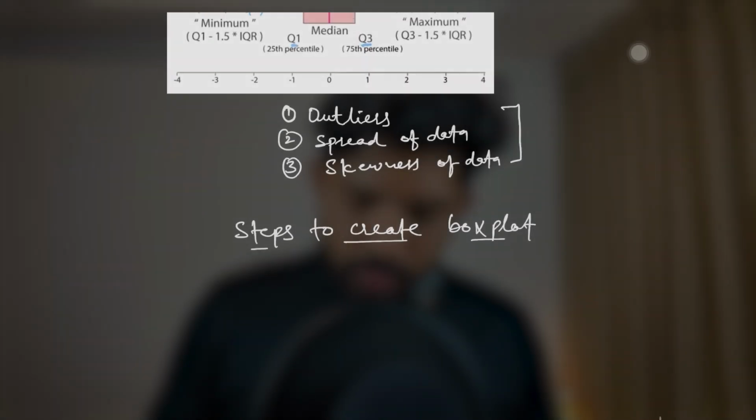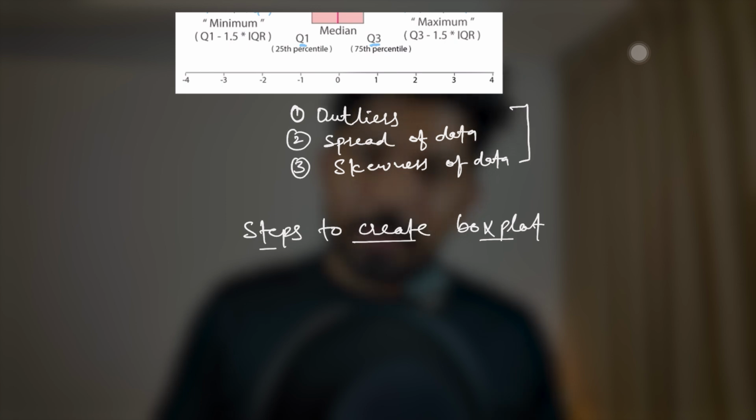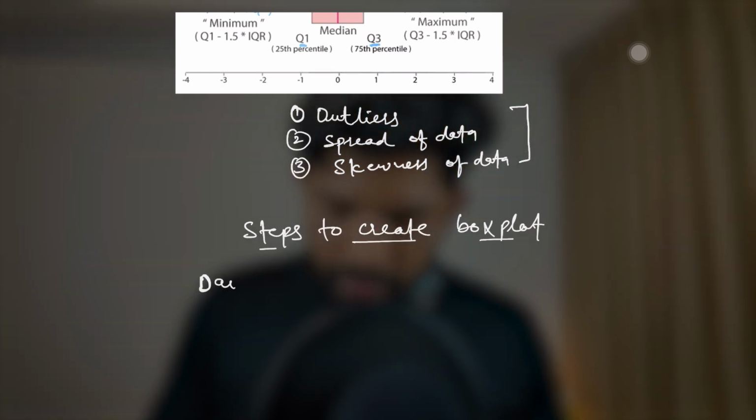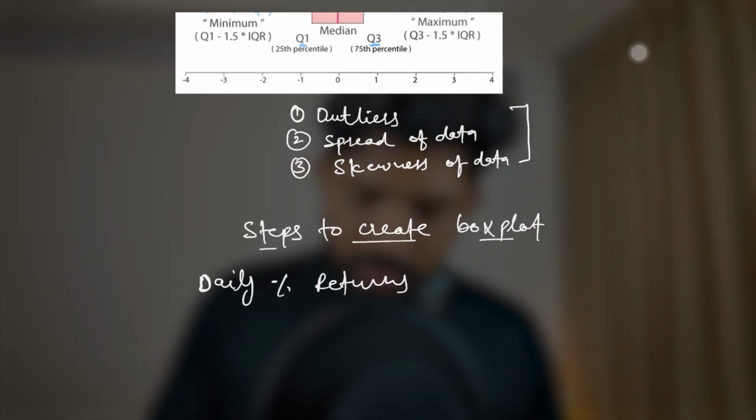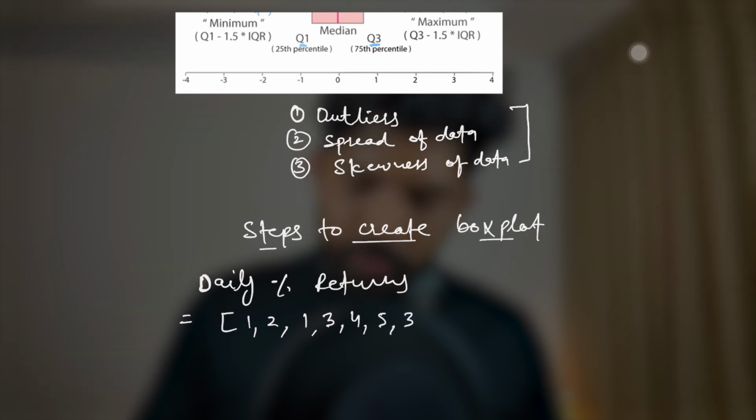So, okay, let's take an example and create our own box plot, right? Earlier, we used to create it with the help of Python or R, but now we will create a box plot manually. Okay, now let's take a data set first. Let's say we have daily returns in percentage. So I can write daily percentage returns, which is equal to, let's say, a list: 1, 2, 1, 3, 4, 5, 3, then 50, minus 40, and 2. Let's say these are all in percentage, right? Now let's try to create a box plot for these daily returns, right?